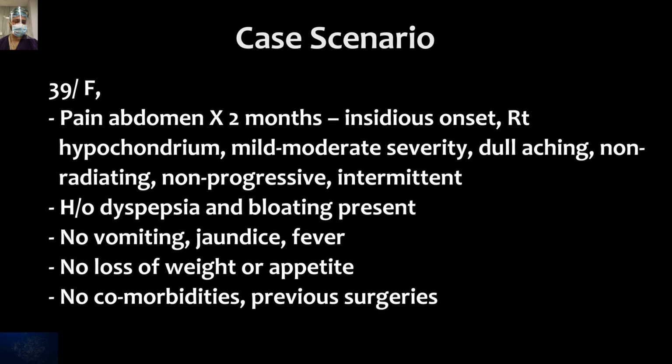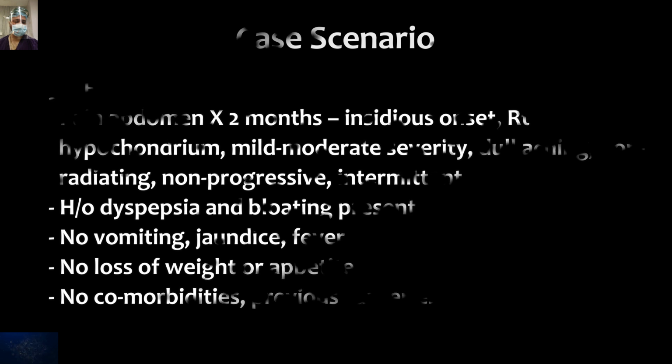Friends, this was a 39-year-old female with history of pain abdomen for last 2 months, which was insidious onset, right hypochondrium, mild to moderate severity, dull aching, non-radiating, non-progressive, intermittent pain. There was associated history of dyspepsia and bloating, no vomiting, no red flag signs in the form of loss of weight or loss of appetite, and there was no previous surgery or comorbidities.